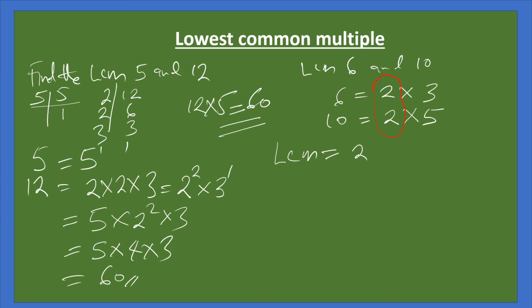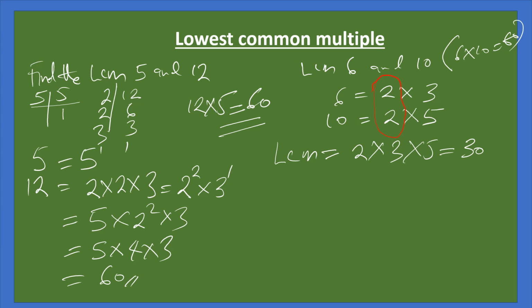2 appeared once, 3 appeared once, and 5 appeared once, which is 2 times 3 is 6, 6 times 5 is 30. Meanwhile, their product is 6 times 10, which is 60. So because of this common prime factor that appeared between 6 and 10, their LCM is no longer their product. But in the case where we have no common prime factor, their LCM is the product. So very simple, don't get confused.